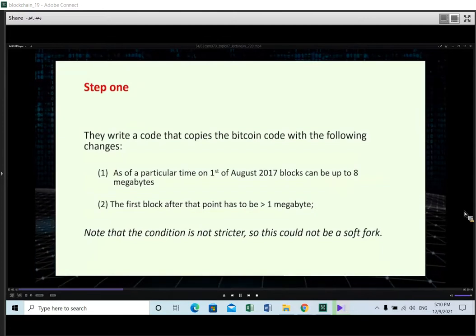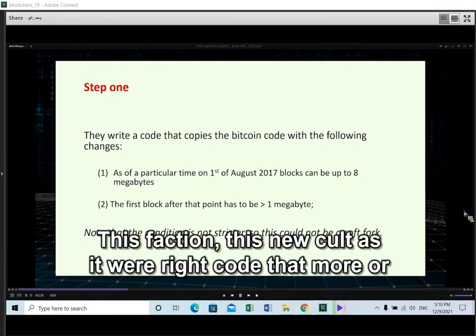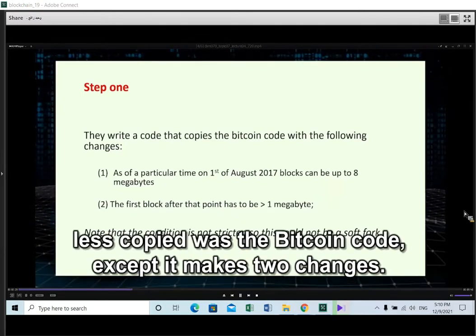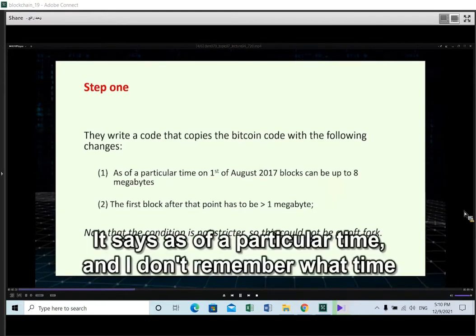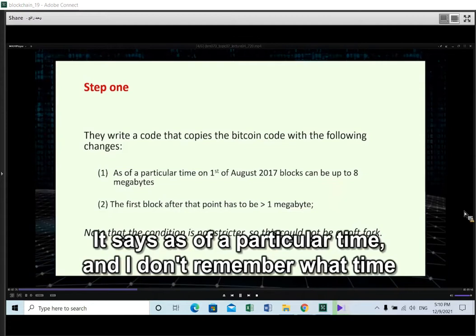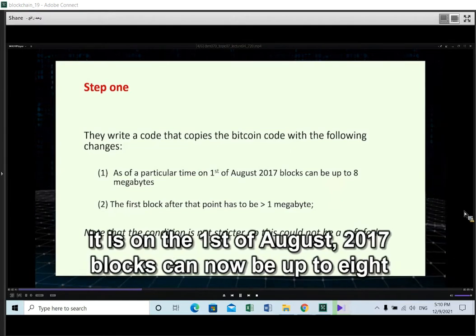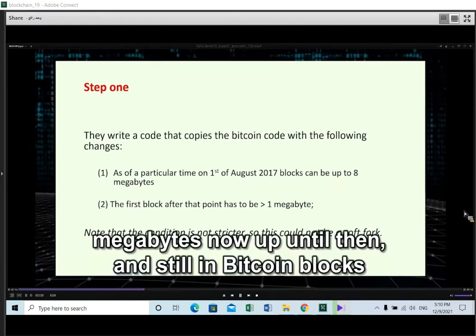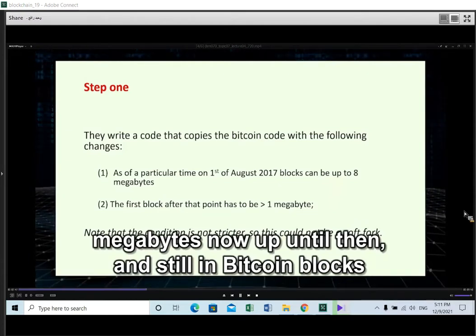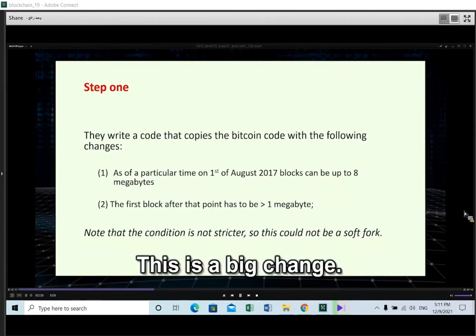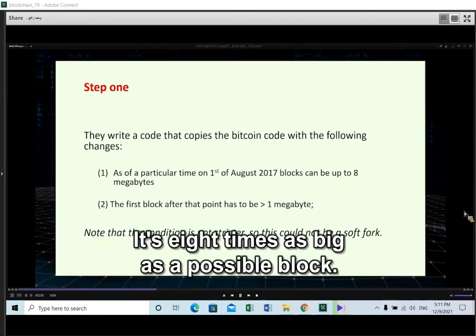So this is how it works. This faction, this new cult, as it were, writes code that more or less copies the Bitcoin code, except it makes 2 changes. It says, as of a particular time, and I don't remember what time that is, on the 1st of August 2017, blocks can now be up to 8 megabytes. Now, up until then, and still in Bitcoin, blocks can only be up to 1 megabyte. So this is a big change. It's 8 times as big a possible block.